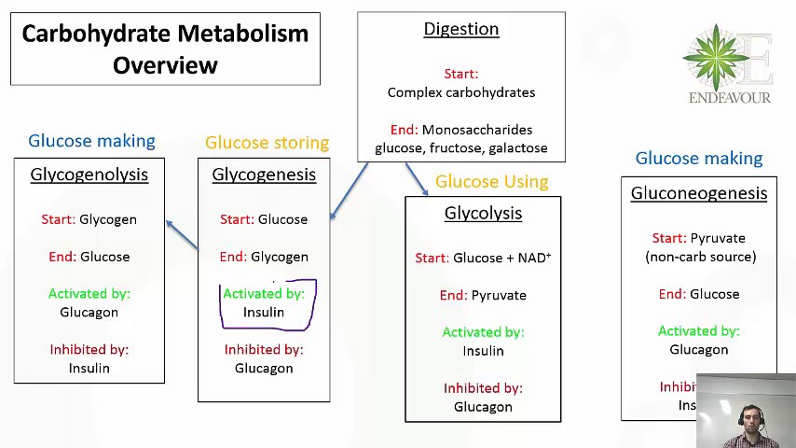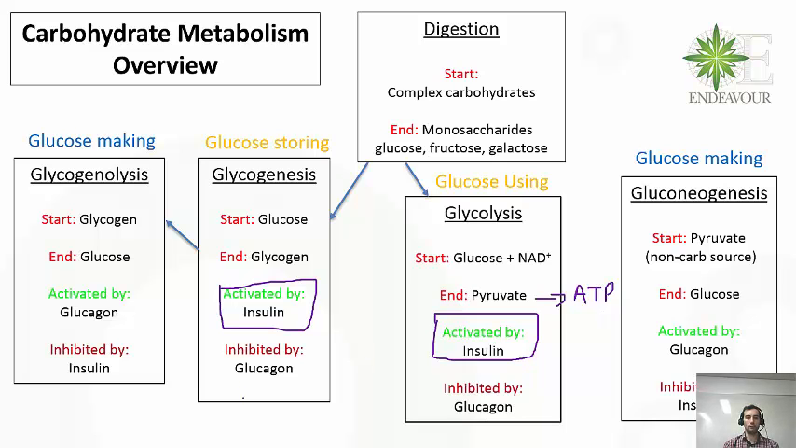So both of these processes that are actually requiring glucose in the cell to be utilized are going to be activated by insulin, because we need to bring the glucose into the cell before we can actually do these processes. So for glycogenesis, we're actually storing our glucose as glycogen, whereas for glycolysis, we're actually using that glucose to generate pyruvate, which through a series of steps will eventually lead to generation of more ATP.